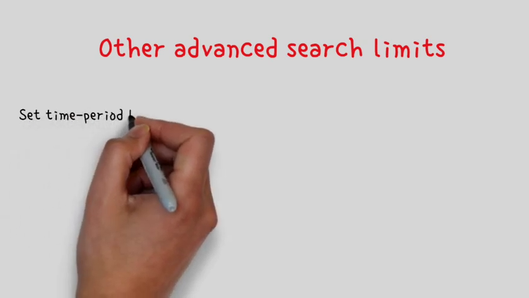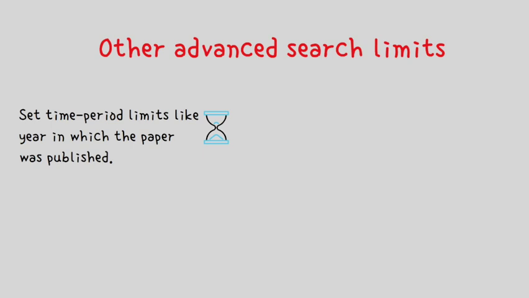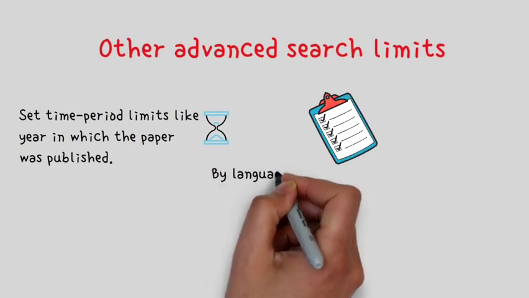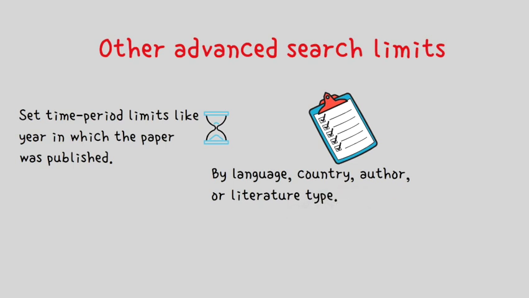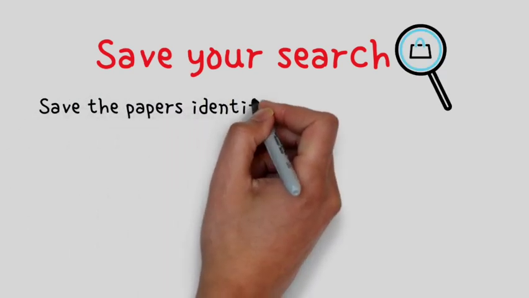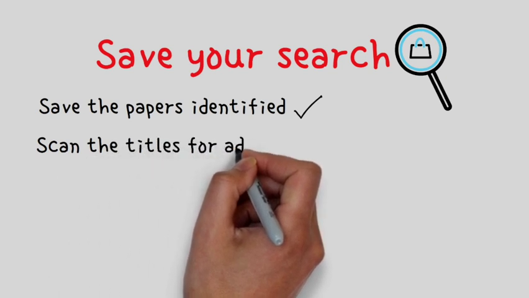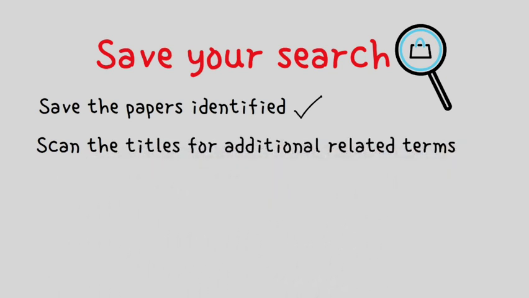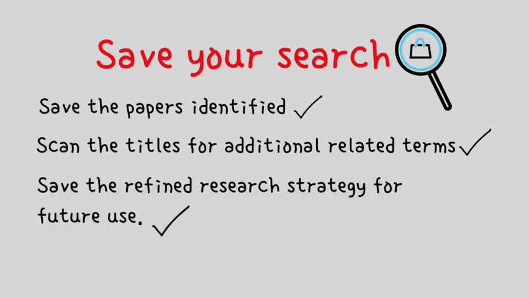Advanced search limits are simple to set up and allow more precise searching of the literature. For example, you could set time period limits, the year in which the paper was published. Advanced search limits can include or exclude papers published in other languages, author, or literature type. It is equally important to save your search, save the papers identified, scan the titles for additional related terms. Save the refined research strategy for future use.